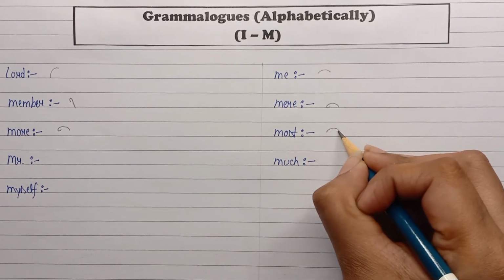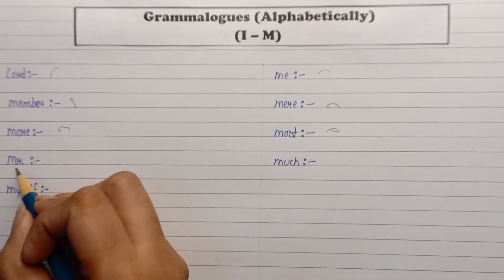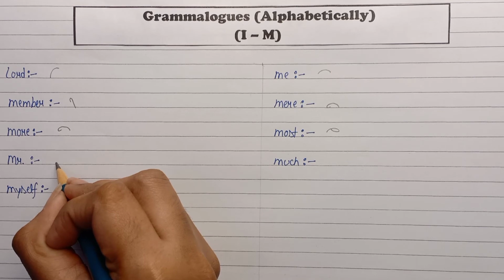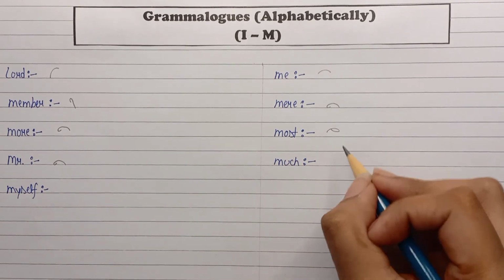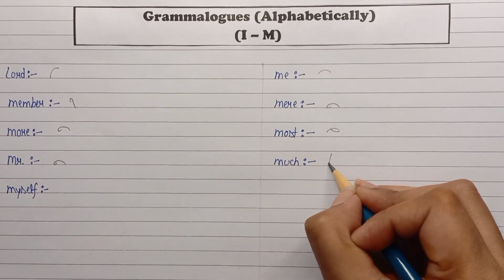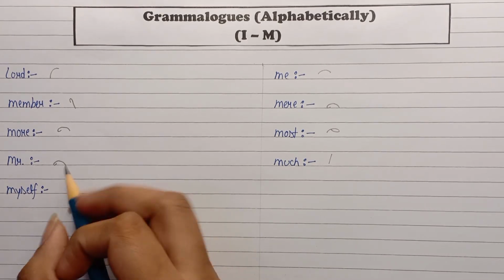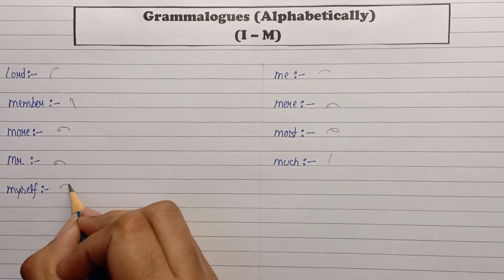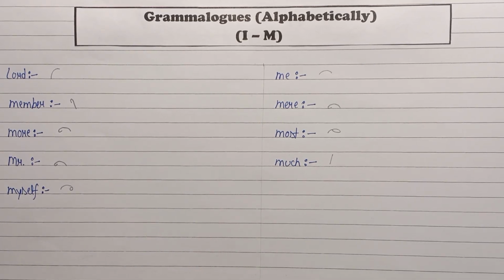M with ST loop. Mr., M R. Much, CH, and myself, M, myself. Okay, so these are our Grammalogues from I to M.